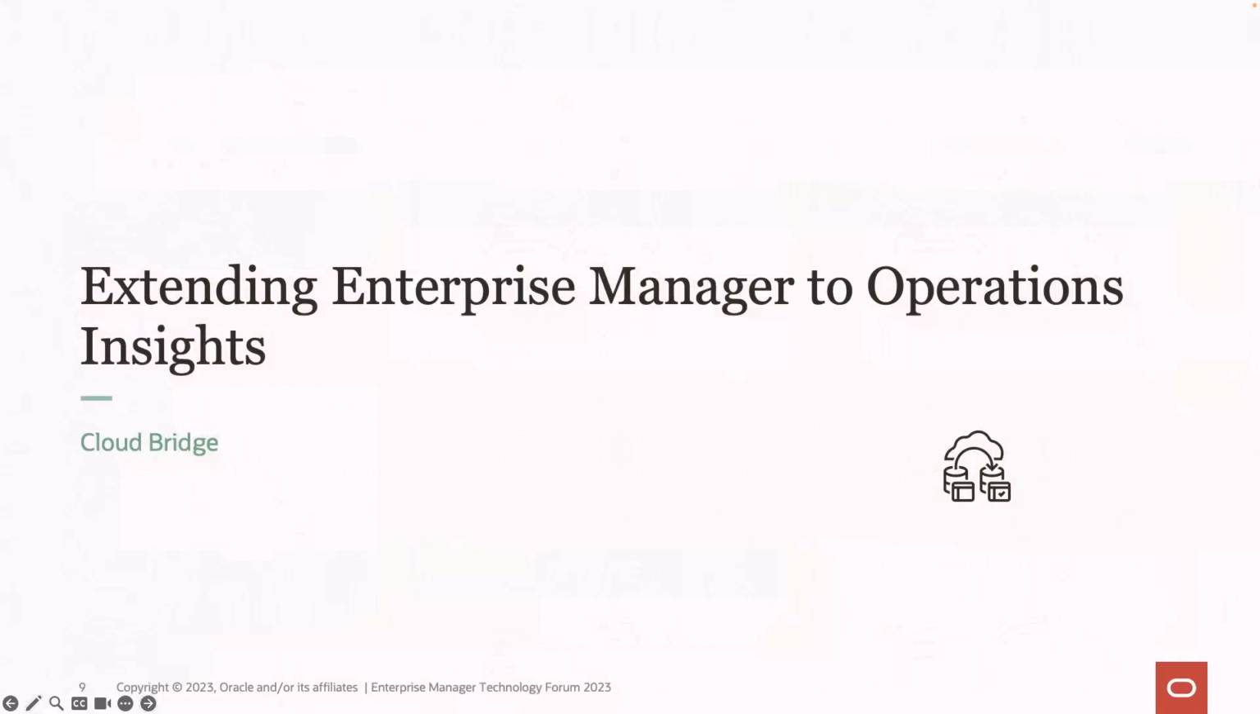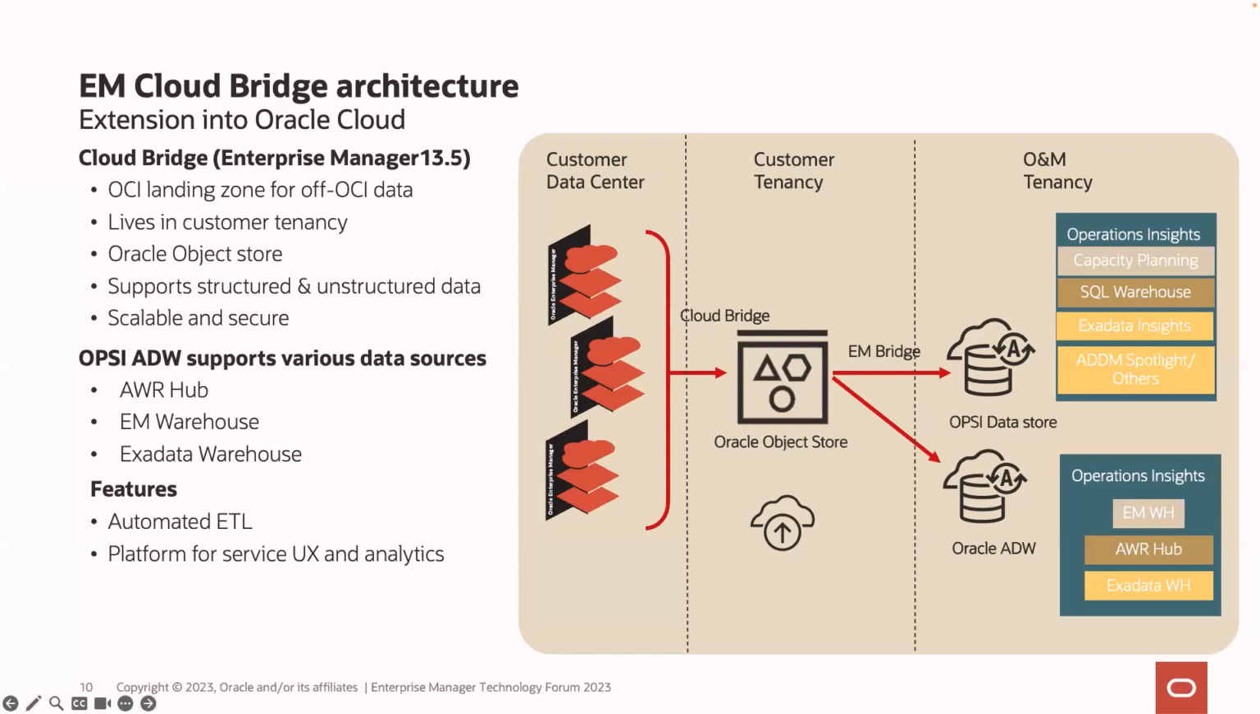Now let's look at how the cloud-based technology works from an architecture point of view and how it integrates Enterprise Manager to OCI Operations Insights service. Now, in terms of high-level architecture of EM Cloud Bridge, it essentially allows users to ETL data from EM instances into the cloud using the Cloud Bridge technology.